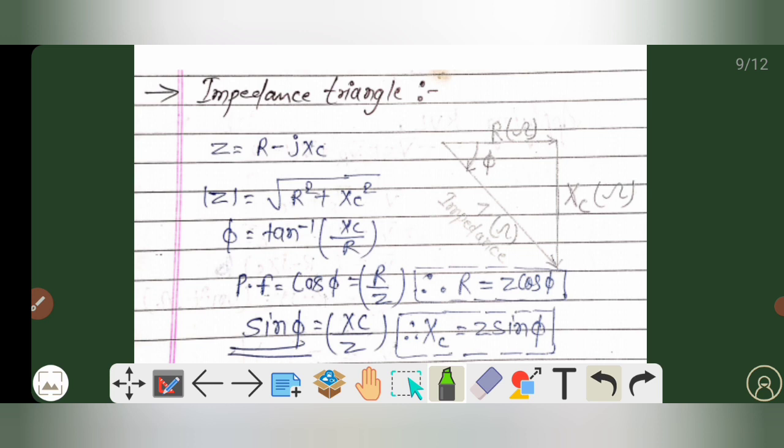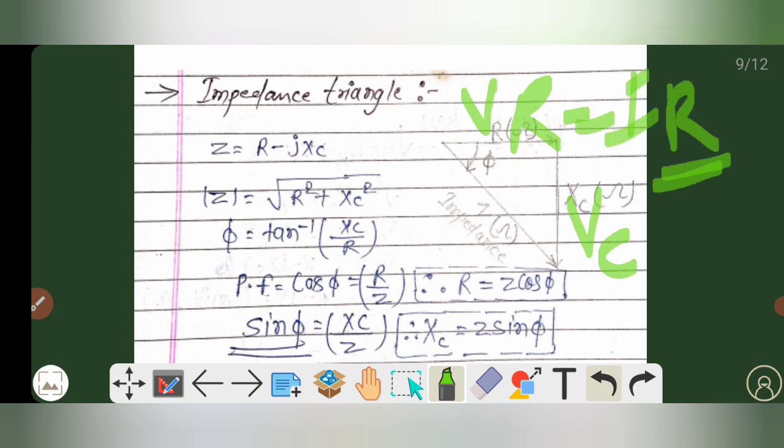My dear friends, in the phasor diagram you have seen that this was the VR, and this was the voltage across the capacitor. Now if you want to calculate the voltage across the resistor, then that will come out to be I into R. So in the impedance triangle we basically consider R. So here we have noted it as R.